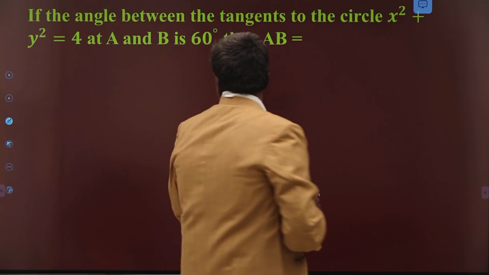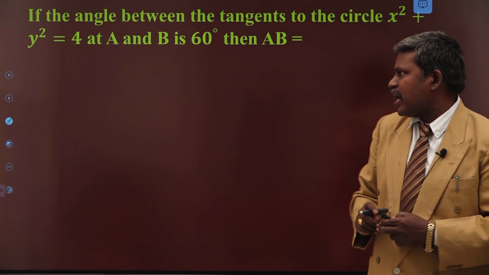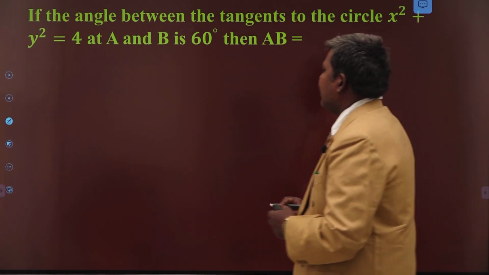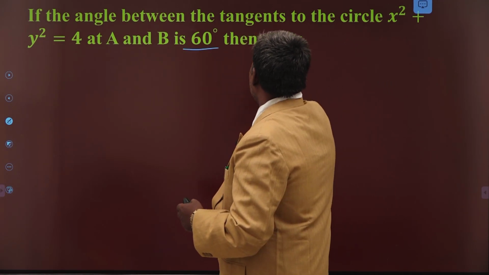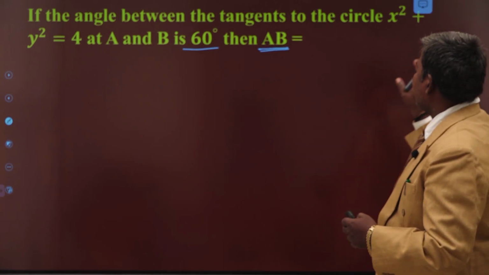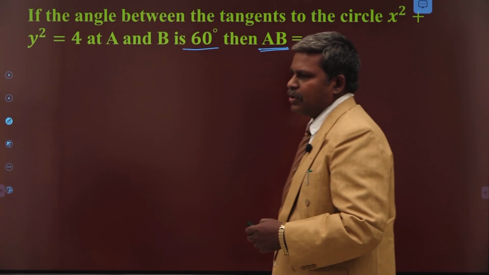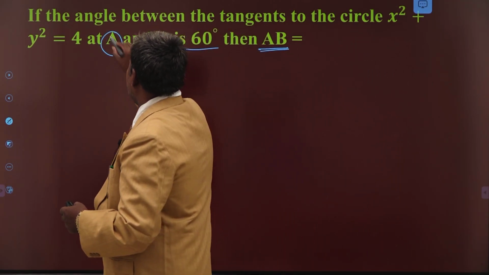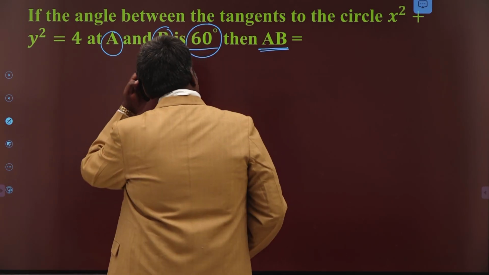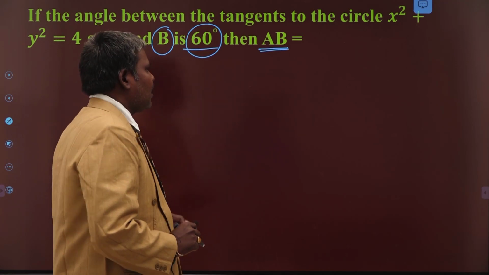See this question. If the angle between the tangents to the circle x square plus y square equal to 4 at A and B is 60 degrees, then you have to find out the length of the chord AB. The angle between the tangents to the circle x square plus y square equal to 4, drawn at two points A and B, is given to you, that is 60 degrees. You have to find the length of the chord joining A and B. That is AB they are asking.